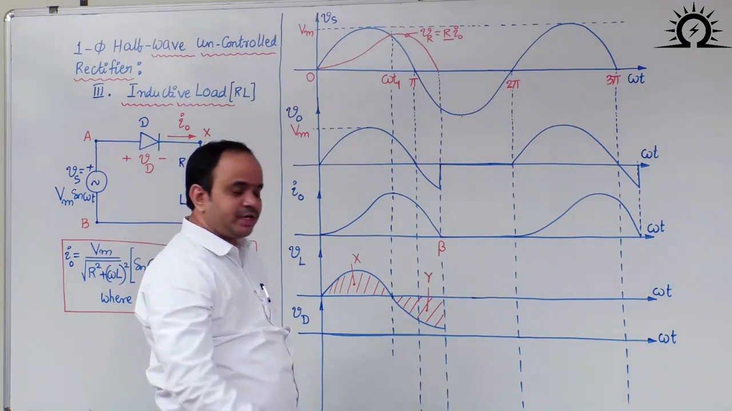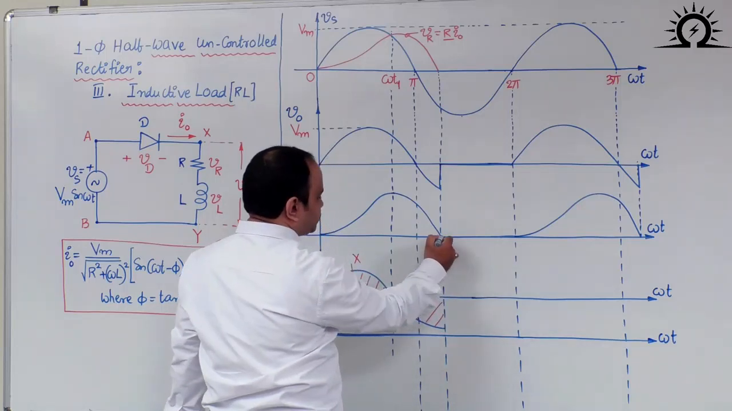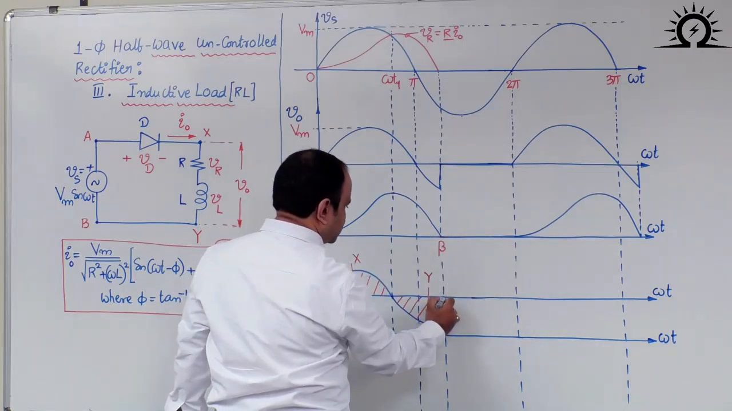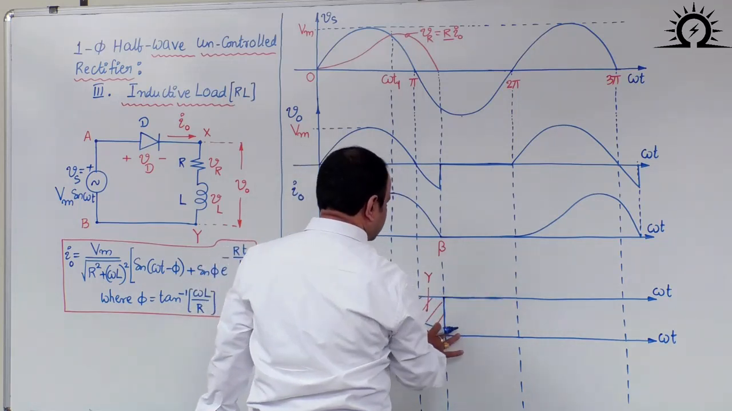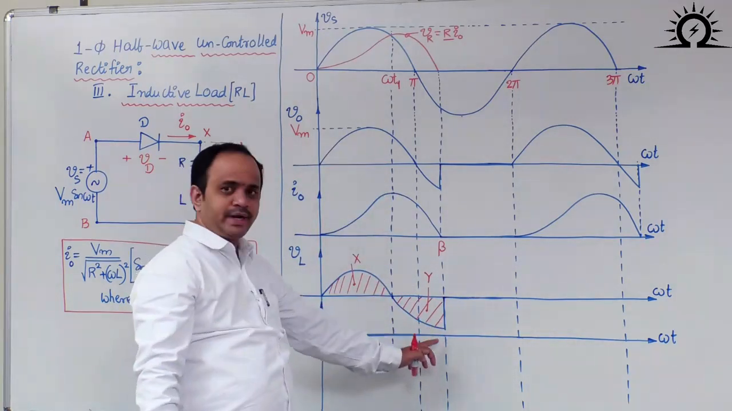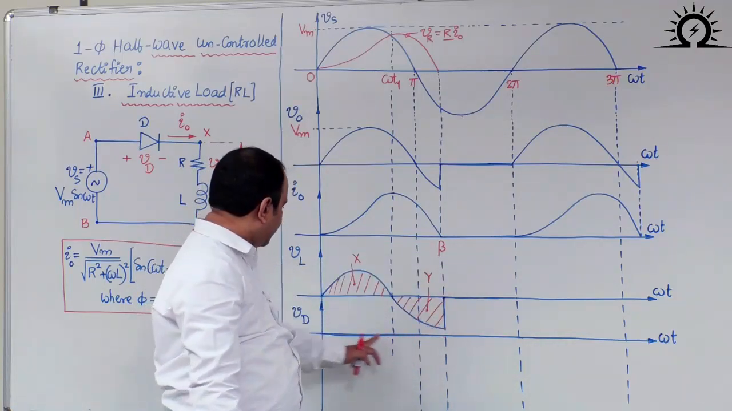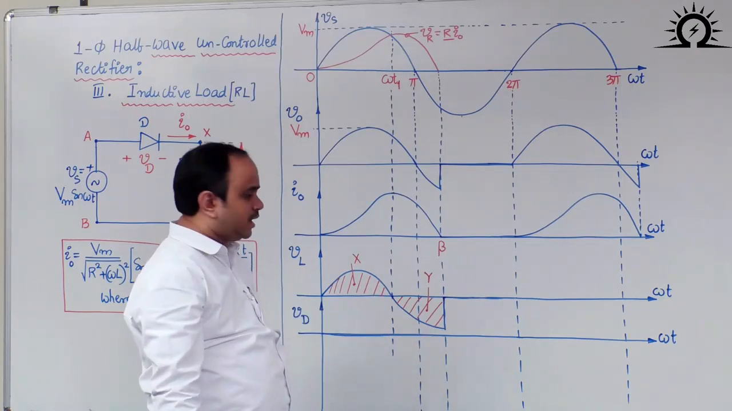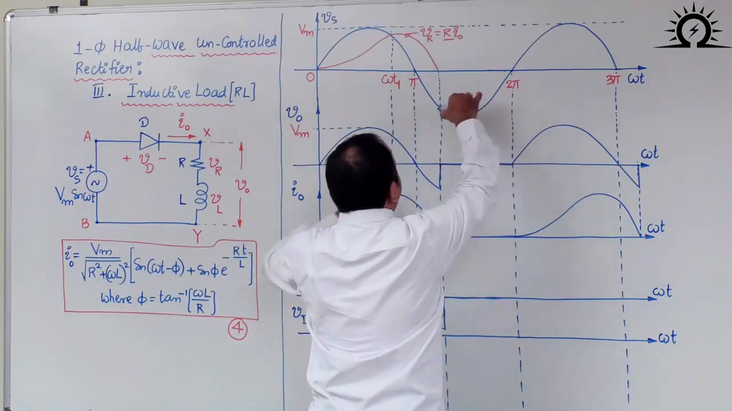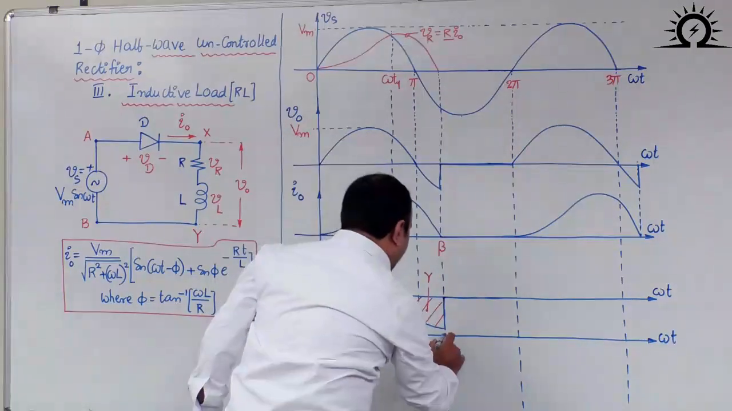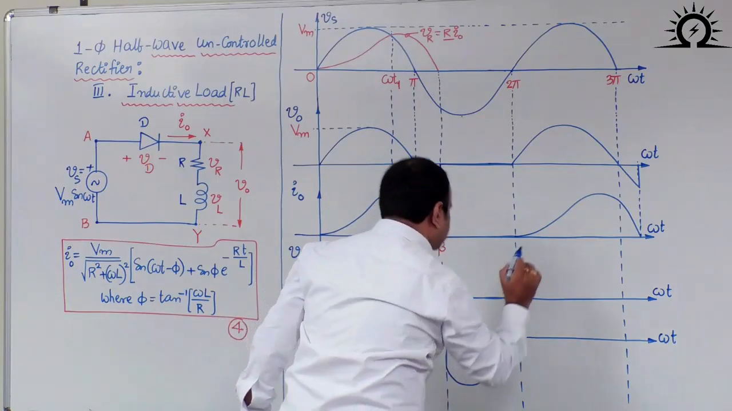What is another waveform we need to draw? Let us complete the inductor voltage waveform. After this beta, current is 0. Hence, don't forget, you have to close this with the x-axis, so that the voltage across the inductor waveform is 0. Up to beta, the diode is in conduction. After beta, the diode is turned off. That means from beta to 2 pi, whatever source voltage is there, that source voltage will now appear across the diode.